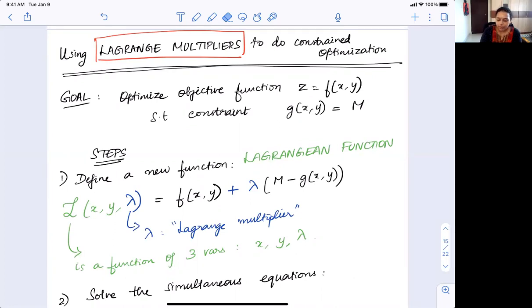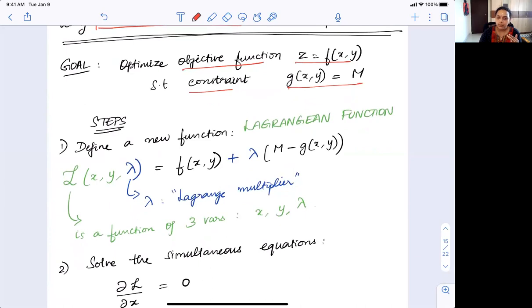The goal is to optimize an objective function such as z equals f of x, y, subject to a constraint of this form, g of x, y equals n. The steps to solve the problem using this method: first, we define a new function called the Lagrangian function, often written using this fancy looking L. This function is going to be a function of 3 inputs: x, y, and a new input called lambda.